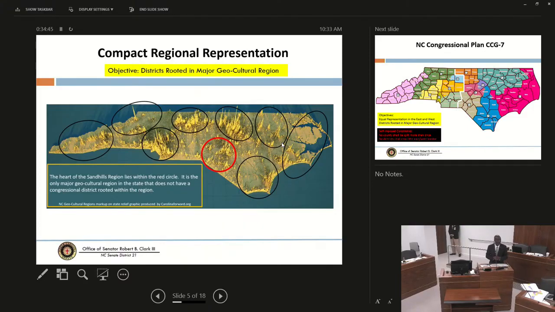If we start in the west, we see that the western region of the state has a congressional district rooted therein. The northwest does. The Triad does. The Charlotte metropolitan region, greater metropolitan region, has one. Actually, they have about 3 or 4, I lose count. And then you have the Triangle up there. It does. The northeast, the coast, and the southeast. But who's missing one? The Sandhills.